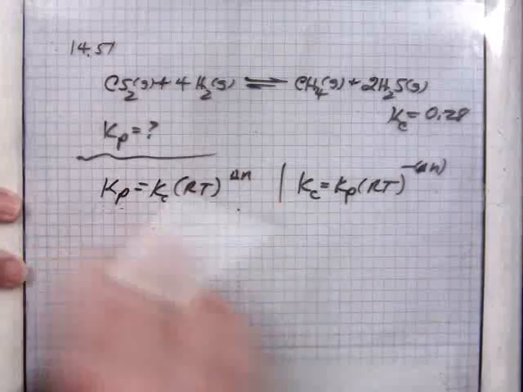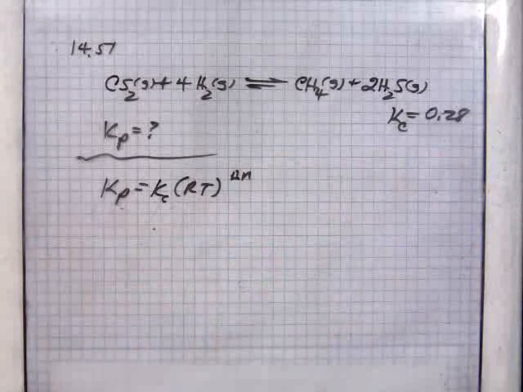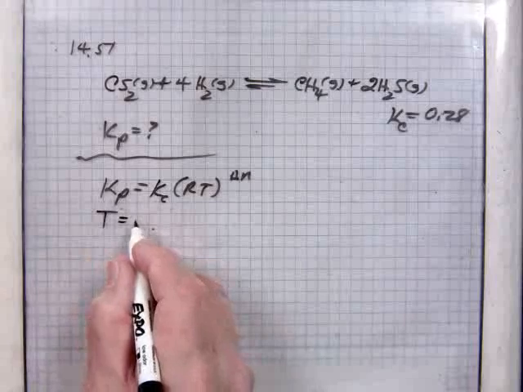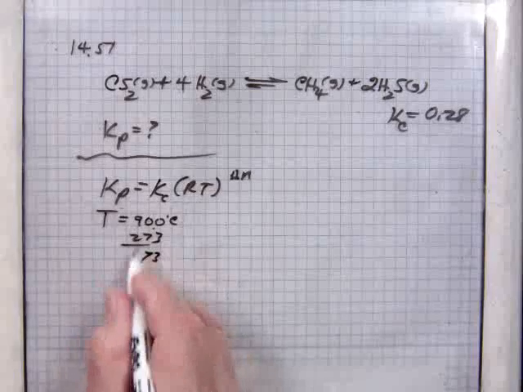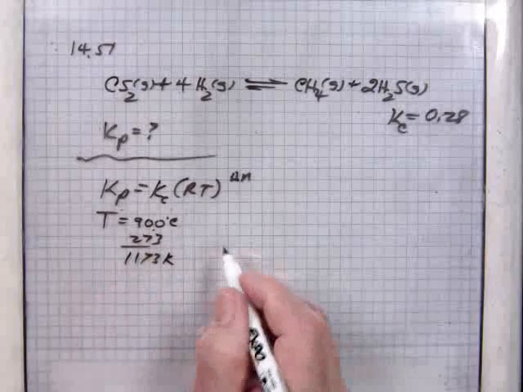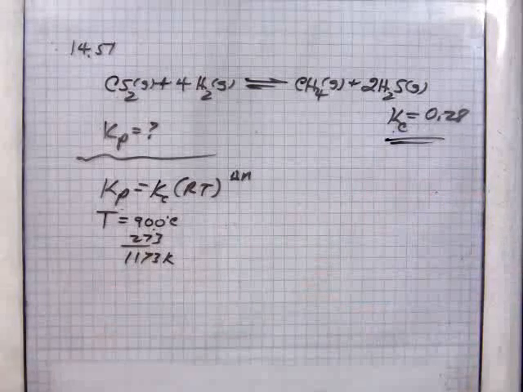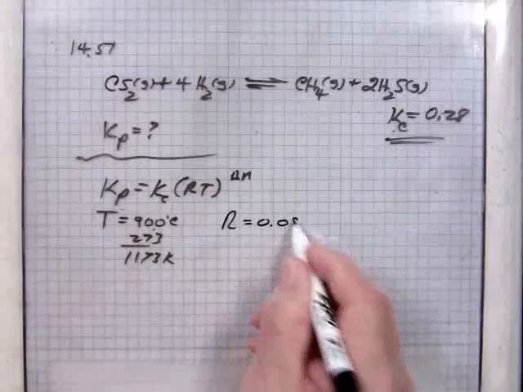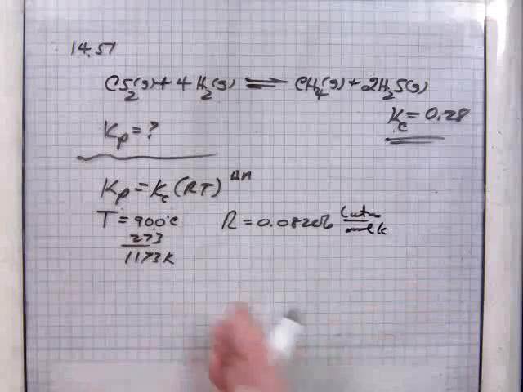I'm going to get rid of that and recover the space. So in the issue of this one, let me be sure I've gotten all the data. I did. Okay, the temperature is given to be 900 Celsius, and we want to add 273, giving 1173 Kelvin. The Kc value is up here, 0.28. R value is still 0.08206 liter atmospheres over mole Kelvin, but you can drop the units out of this thing.